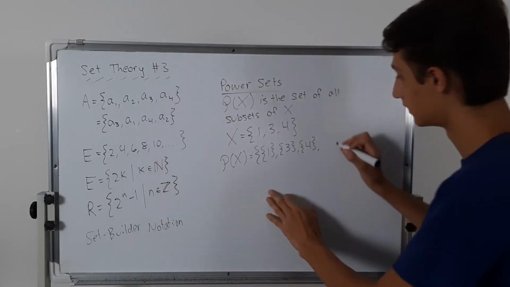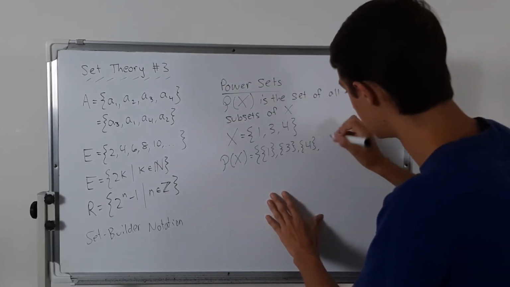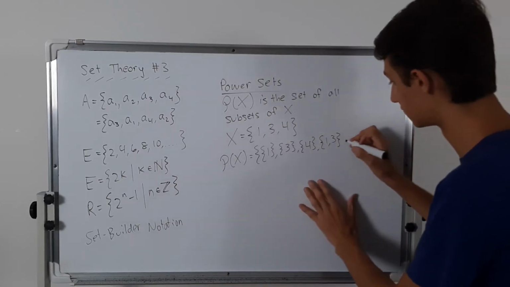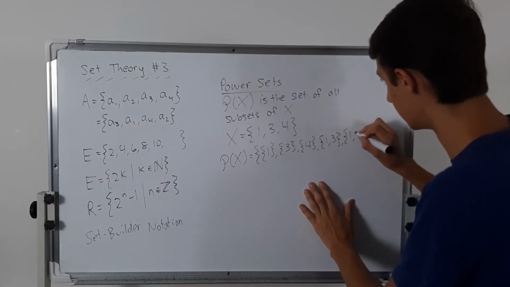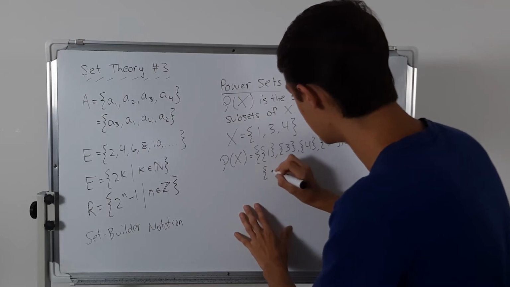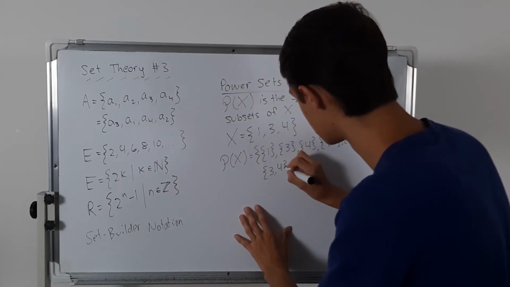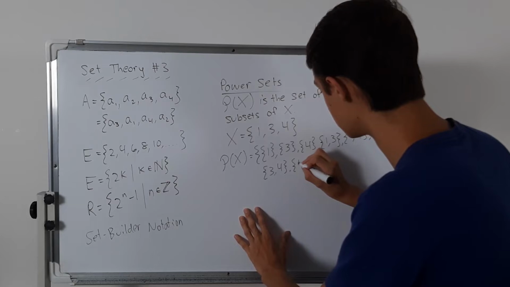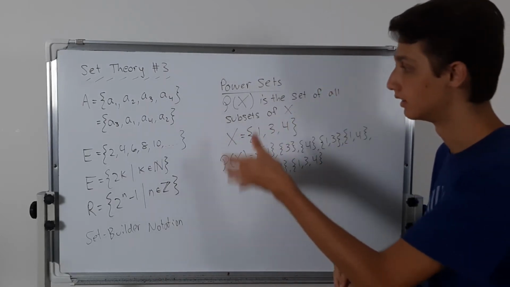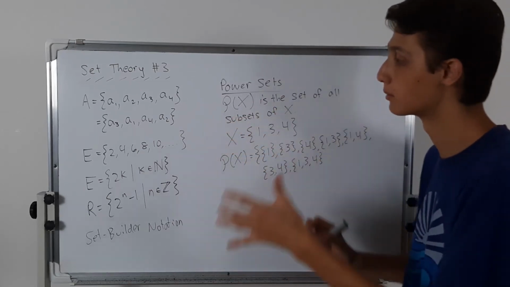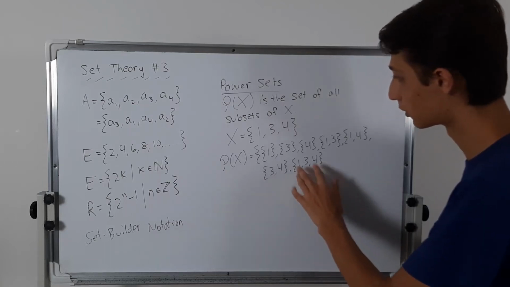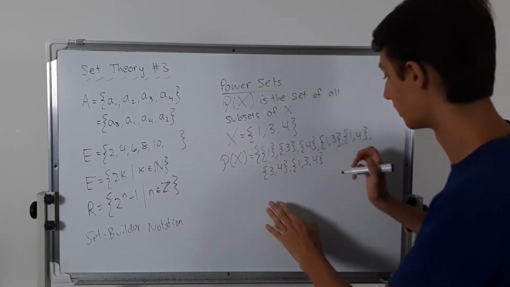And then we also have the set containing 1 and 3. This is another set. We have the set containing 1 and 4. And I can keep going. We have the set containing 3 and 4. We have the set containing all of them, so that's 1, 3, and 4. So that's the entire set. And yes, the entire set, it is a subset of itself, right? We're not talking about proper subsets, we're just talking about every single subset. So 1, 3, and 4, that is a subset of itself.